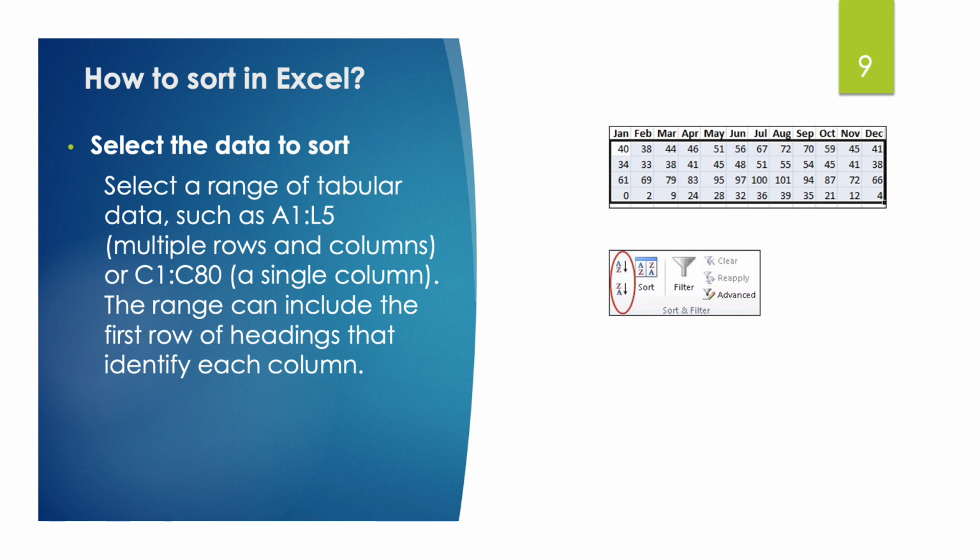How to sort in Excel? You can select the data to sort by selecting a range of tabular data, such as A1 to L5, meaning that you are selecting columns A up until L from row 1 up until row 5. Or you can also do a single column, for example C1 to C80, meaning column C from row 1 up until row 80. The range can include the first row of headings that identify each column.